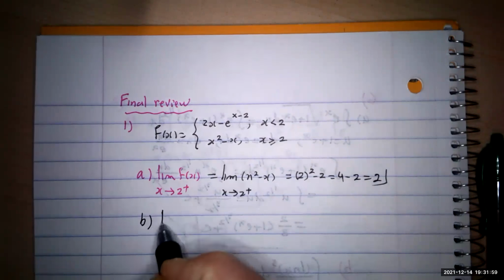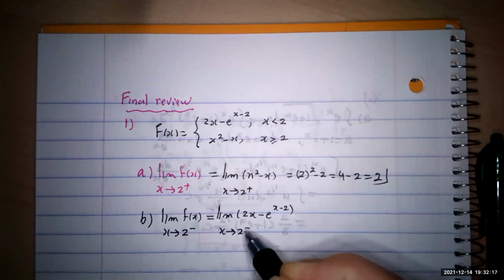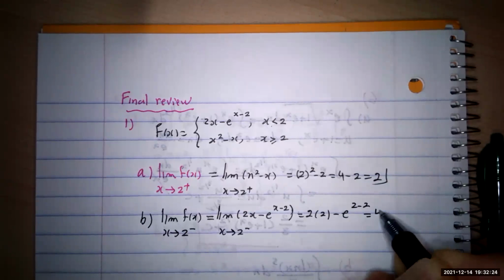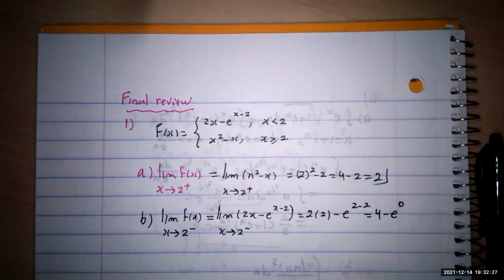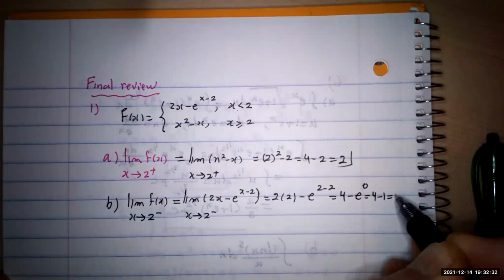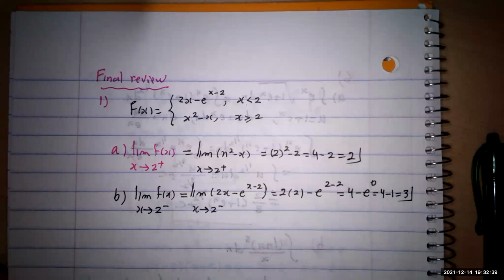2 negative means x is less than 2, so the function to be used is the first part. So that gives the limit of 2x minus e to the x minus 2, as x goes to 2 negative. Then you substitute, so that gives 2 times 2 minus e to the 2 minus 2. 2 times 2 is 4, minus e to the 0. Everything to the 0 is 1. So that gives you 4 minus 1, which is equal to 3. So the right and the left limits are different, so the limit does not exist.